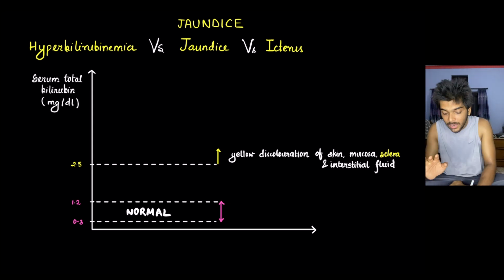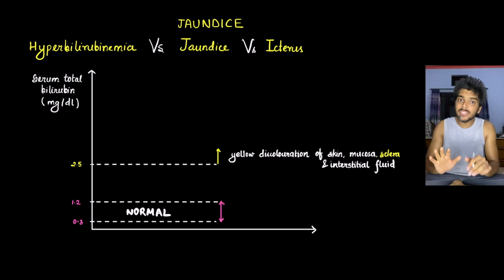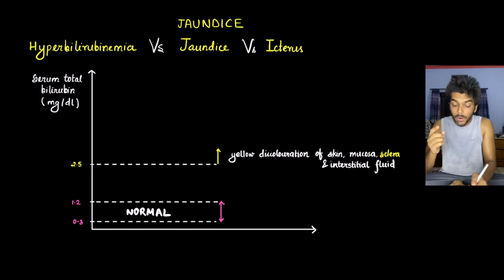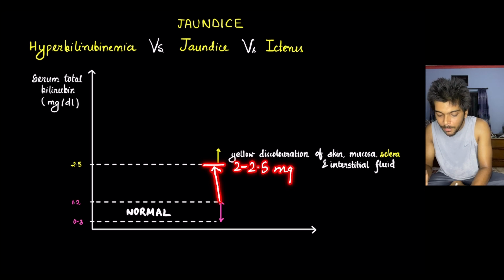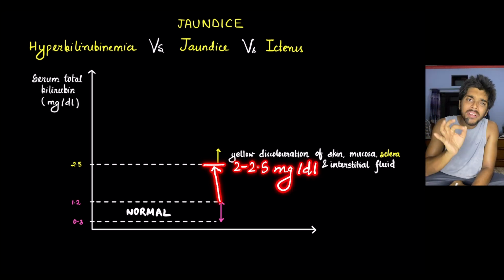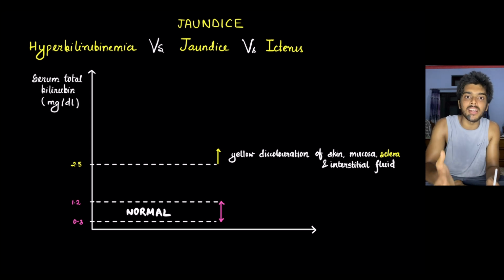So just because there is increased level of bilirubin, it doesn't mean the person has jaundice. It simply means there is hyperbilirubinemia. But when hyperbilirubinemia is significant, that is at least around 2 to 2.5 milligram per deciliter, then there is so much bilirubin that it goes and deposits in skin, sclera, mucosa, and interstitial fluid, turning them into its own color, that is yellow. Now this is called jaundice.